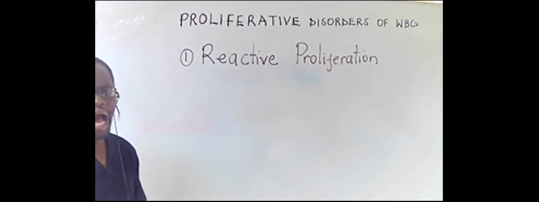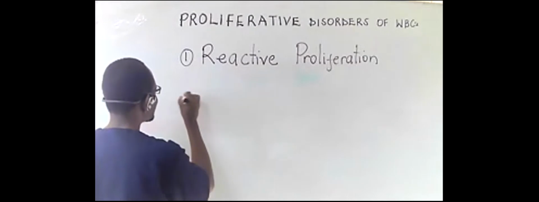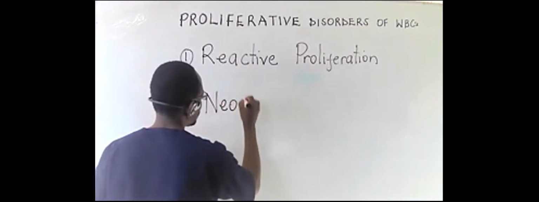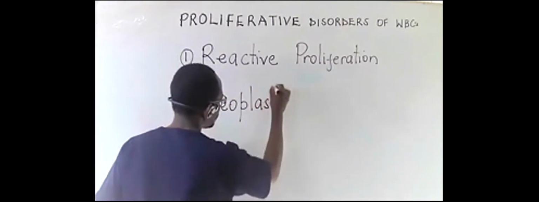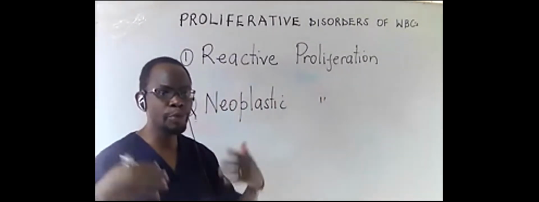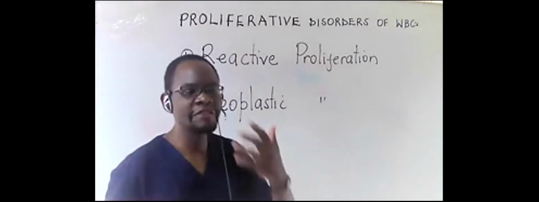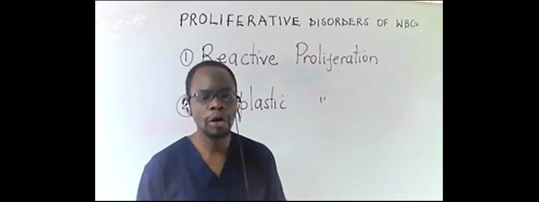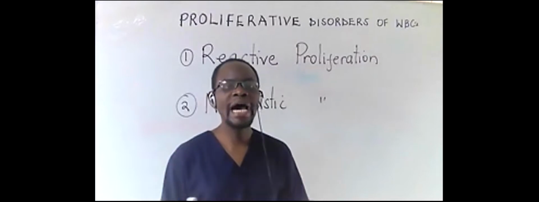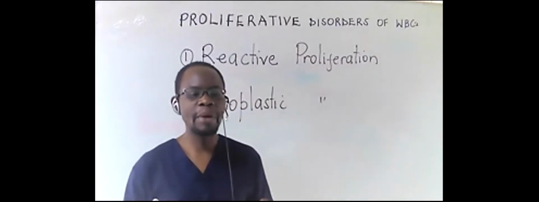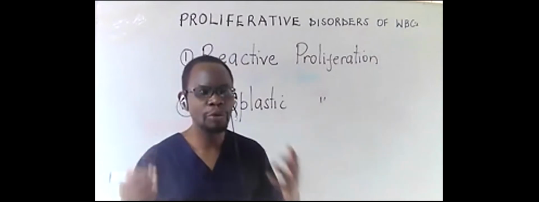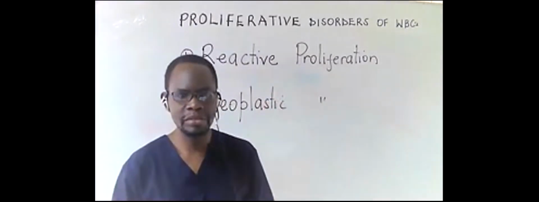And then we have what we call the neoplastic proliferation. So when we talk about proliferation, ladies and gentlemen, I hope you know that proliferation is basically dividing and accumulation in number of these white blood cells. We are talking about dividing, and then these cells divide and they end up accumulating in big numbers, right?